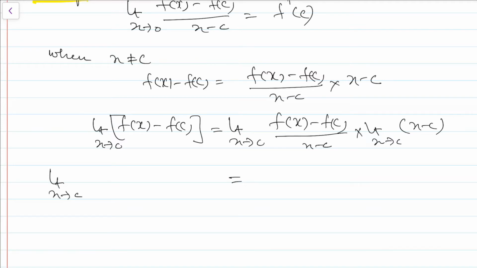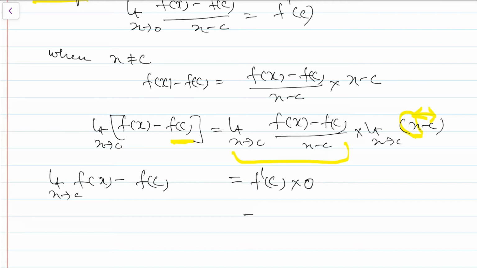Limit x tends to c of f(x) minus. Now f(c) is constant, so the limit will not have any effect on the value of f(c), so it will be equal to f(c). Now the first part becomes the definition of the derivative of the function at x equal to c. So this will become f dash c into. Now as x approaches c, these two will become closer and closer, and finally they will become equal. When they are equal, x minus c is equal to 0. So the right side will become 0 and the left side is this, limit x tends to c of f(x) minus f(c). This f(c) will go to the other side. Finally, we'll have limit x tends to c of f(x) is equal to f(c).